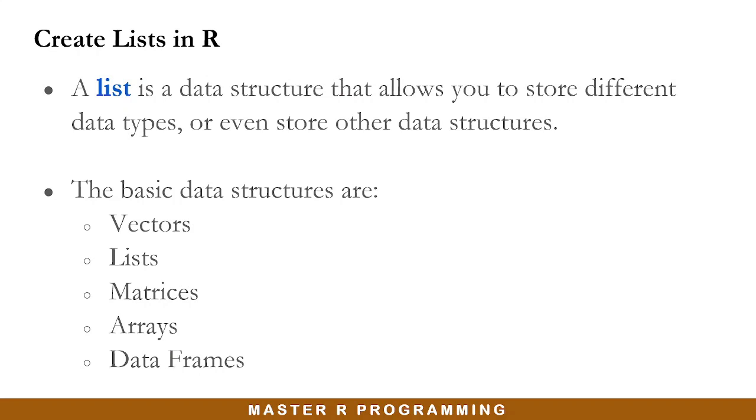Recall that the basic data structures in R are vectors, lists, matrices, arrays, and data frames. So a list is a data structure that allows you to store different data types. And if you remember the data types that we've covered, that includes numeric, integer, character, logical, and complex. Lists can also store other data structures.